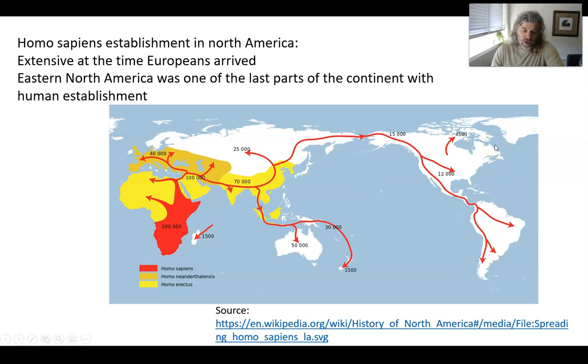When Europeans arrived in North America, people were established in the east. Don't get me wrong, it's not like it was an empty land. There were plenty of people there, and they were managing forests and all kinds of other resources. But it was one of the last places to be colonized by people, regardless of where they originated.